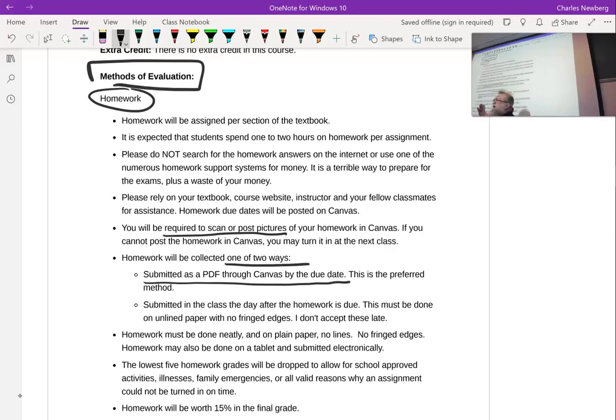Unlined paper, lines make math swim for me, and no fringed edges. If you tear it out of a notebook, you have to cut off those edges, because they only vacuum my office once a semester and they build up.